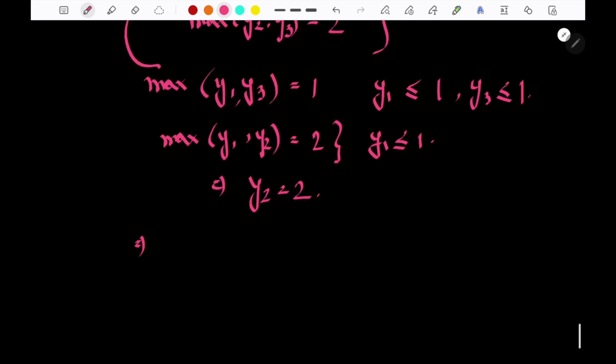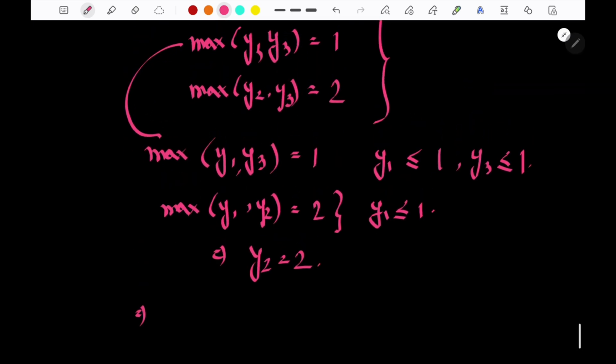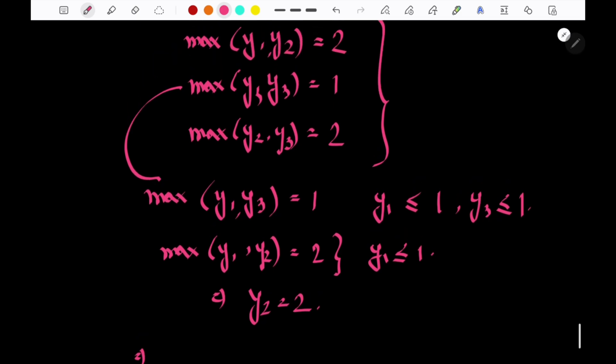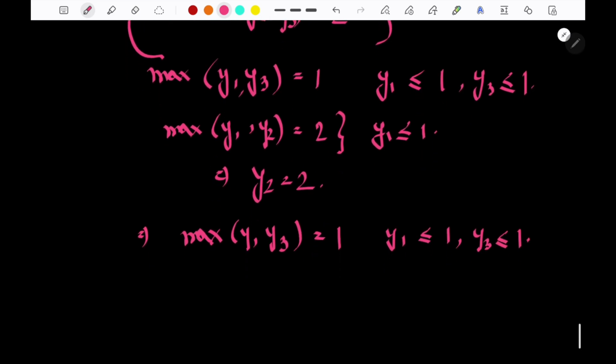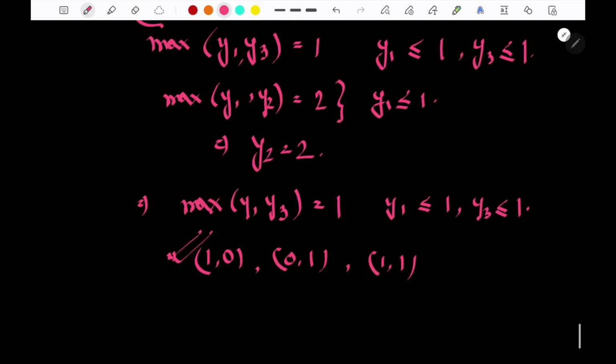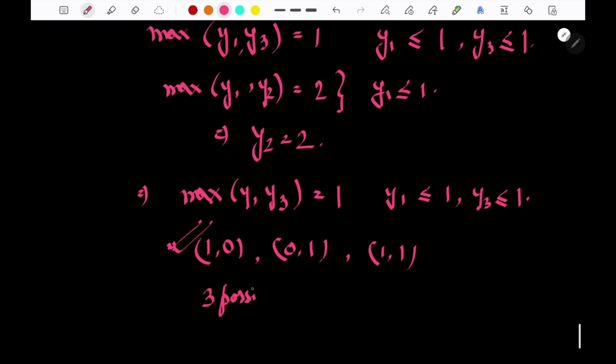Now again, if I check any of the equations, which one? Let's say y1, y3 again. So the maximum of y1, y3 is 1. Now y1 is less than or equal to 1 and y3 is less than or equal to 1. So what are the possible conditions here? Either it can be 1 0, or 0 1, or 1 1. So there are 3 possibilities for exponents of 3.